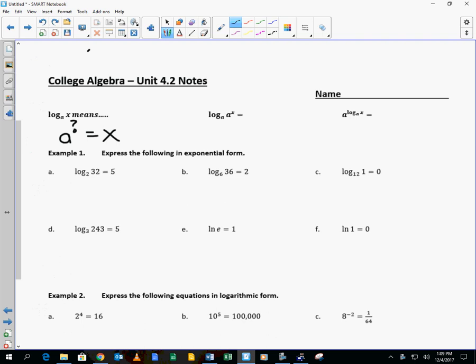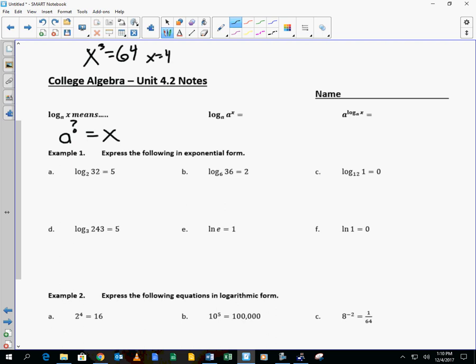Log base a of x literally means a to what power is equal to x. So we just came out of polynomials where we said, for example, x cubed is equal to 64. Well, what do you cube to get 64? 4. Very good. X is 4 in that scenario.